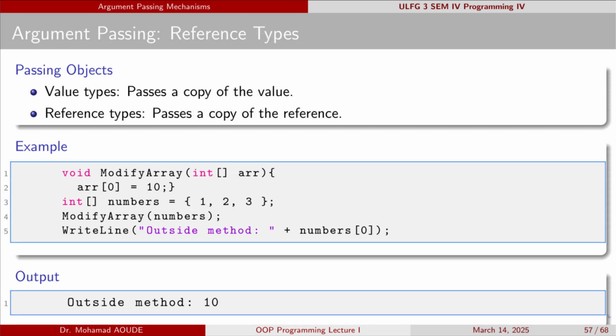When you pass reference types like arrays, even without ref, the reference itself is passed. That's why, if you modify an array element inside a method, the change is visible outside too. In this example, numbers becomes 10 after the ModifyArray(numbers) call. Understanding this behavior is key to avoiding unexpected side effects.